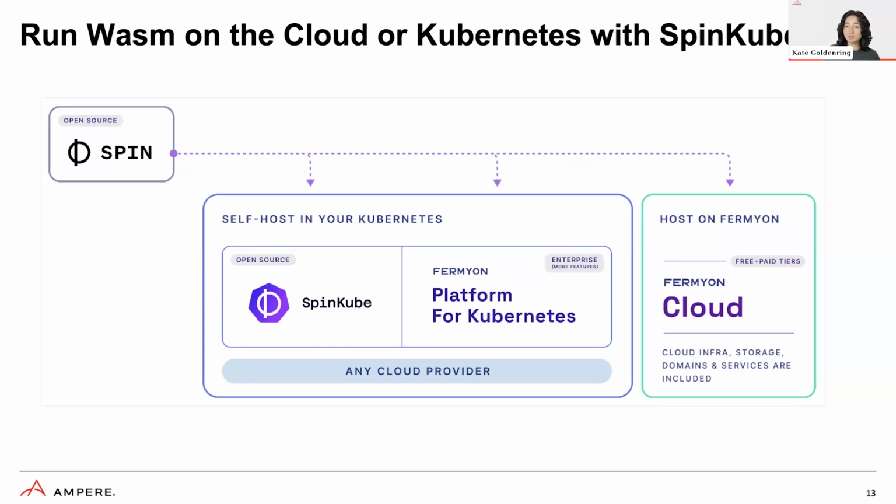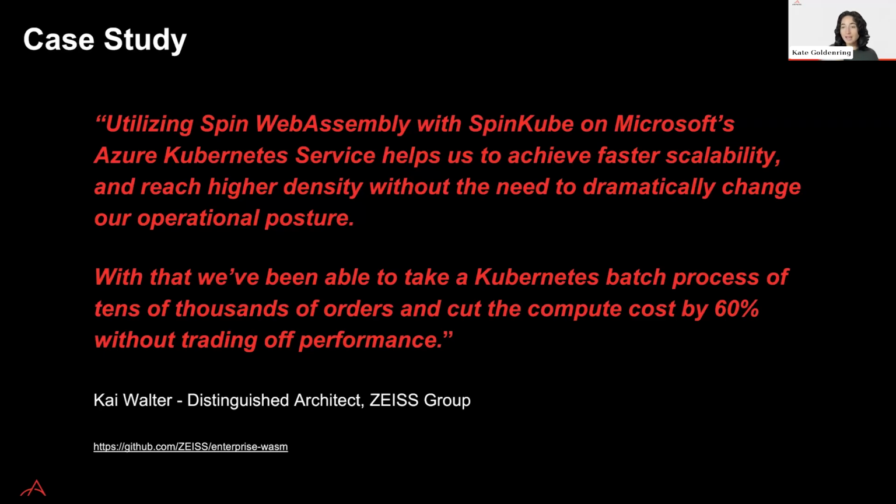We actually have SpinCube, which is also open source, which enables running WebAssembly next to your containers on your Kubernetes infrastructure, or you can run it on Fermyon Cloud with the simple Spin Cloud deploy. And now your function is ready to be executed and respond to requests. And so I want to end with a quick case study.